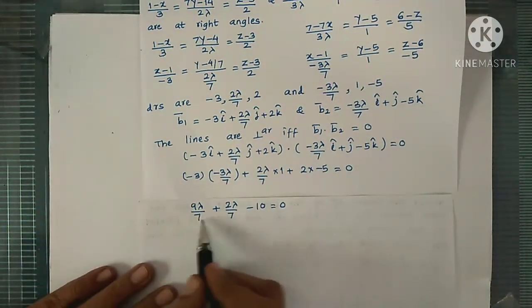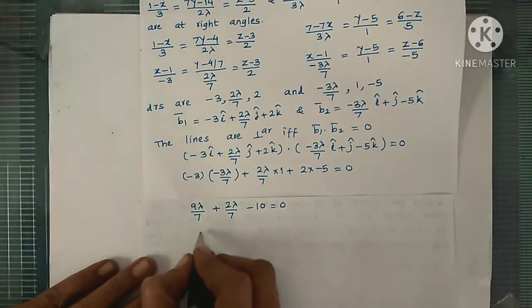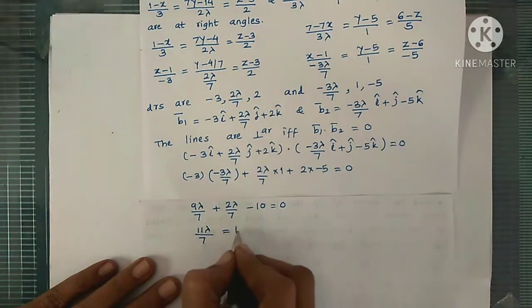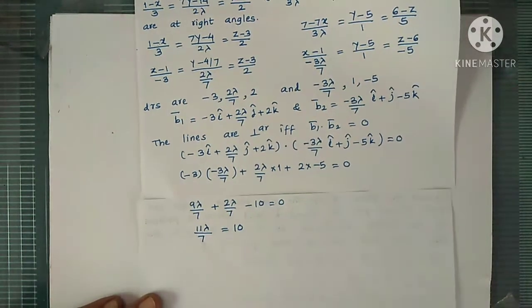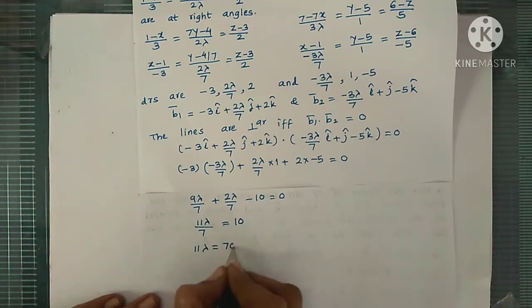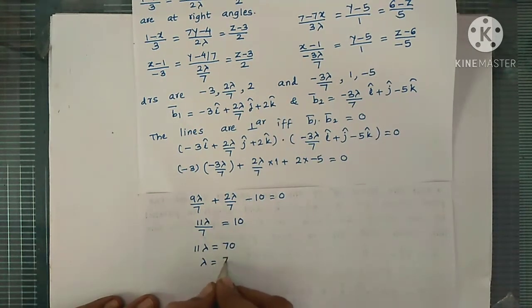Now these two terms have the same denominator, so adding them we have 11 lambda by 7, and transferring this 10 to the right hand side we have equal to 10. So we have 11 lambda equal to 70. So the value of lambda is 70 upon 11.